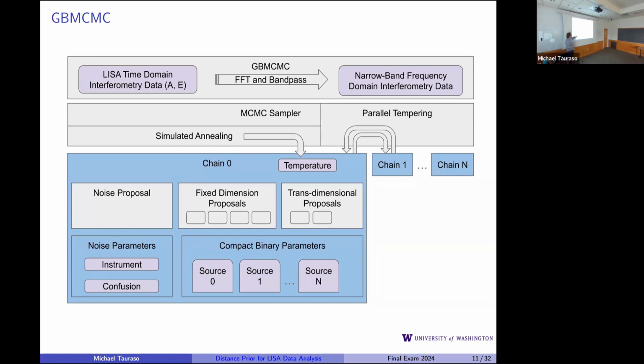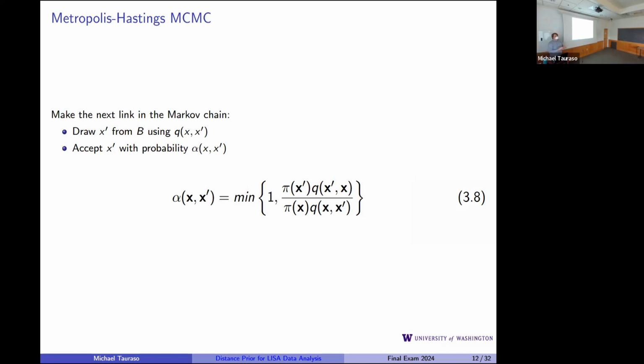Within each chain, there's constantly this process of proposing a new point, where our point is these binary parameters. And there's noise proposals, there's fixed dimensional proposals, which modify just a single source, and there's trans-dimensional proposals, which are ones that add or remove an entire binary source. So these are sort of written on the same level, and I'm going to talk just a little bit about why we're allowed to do that.